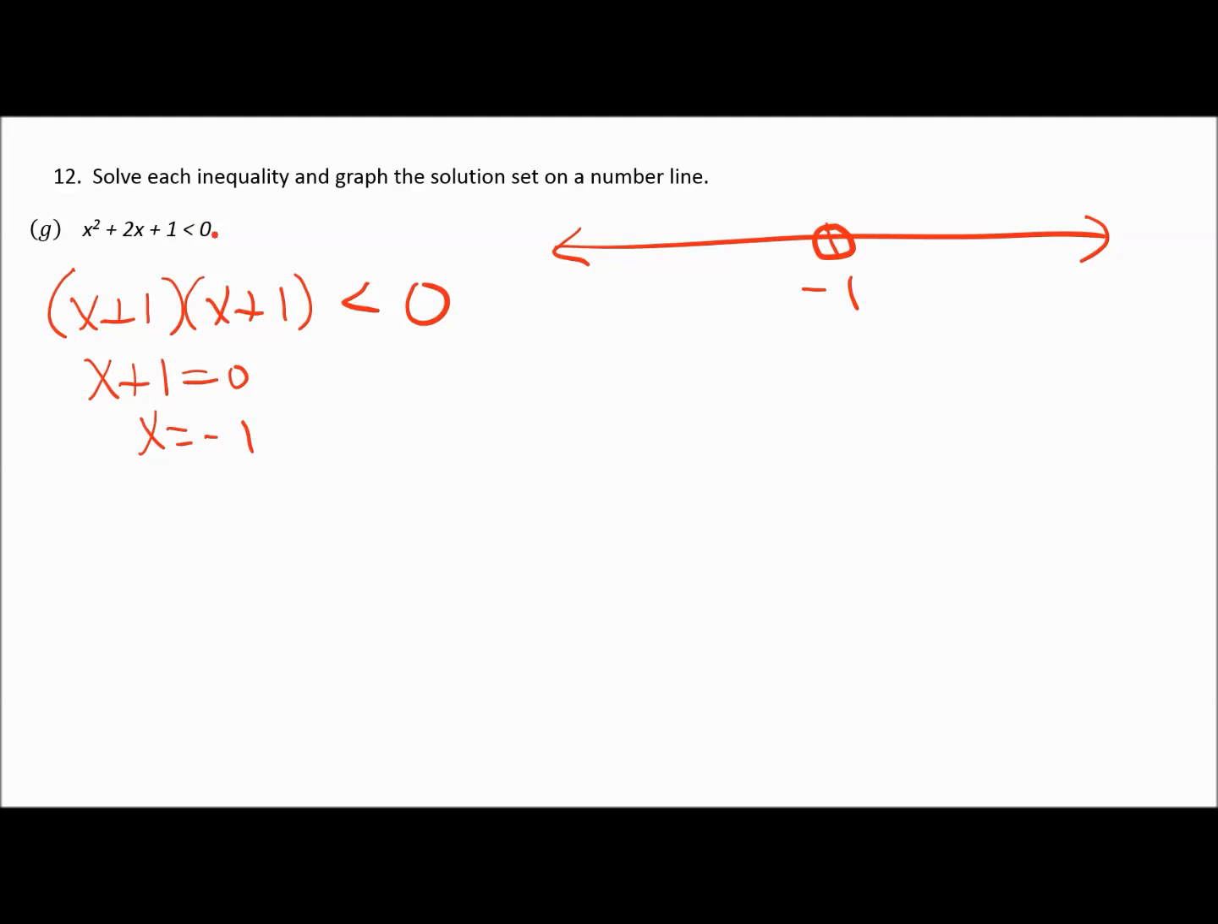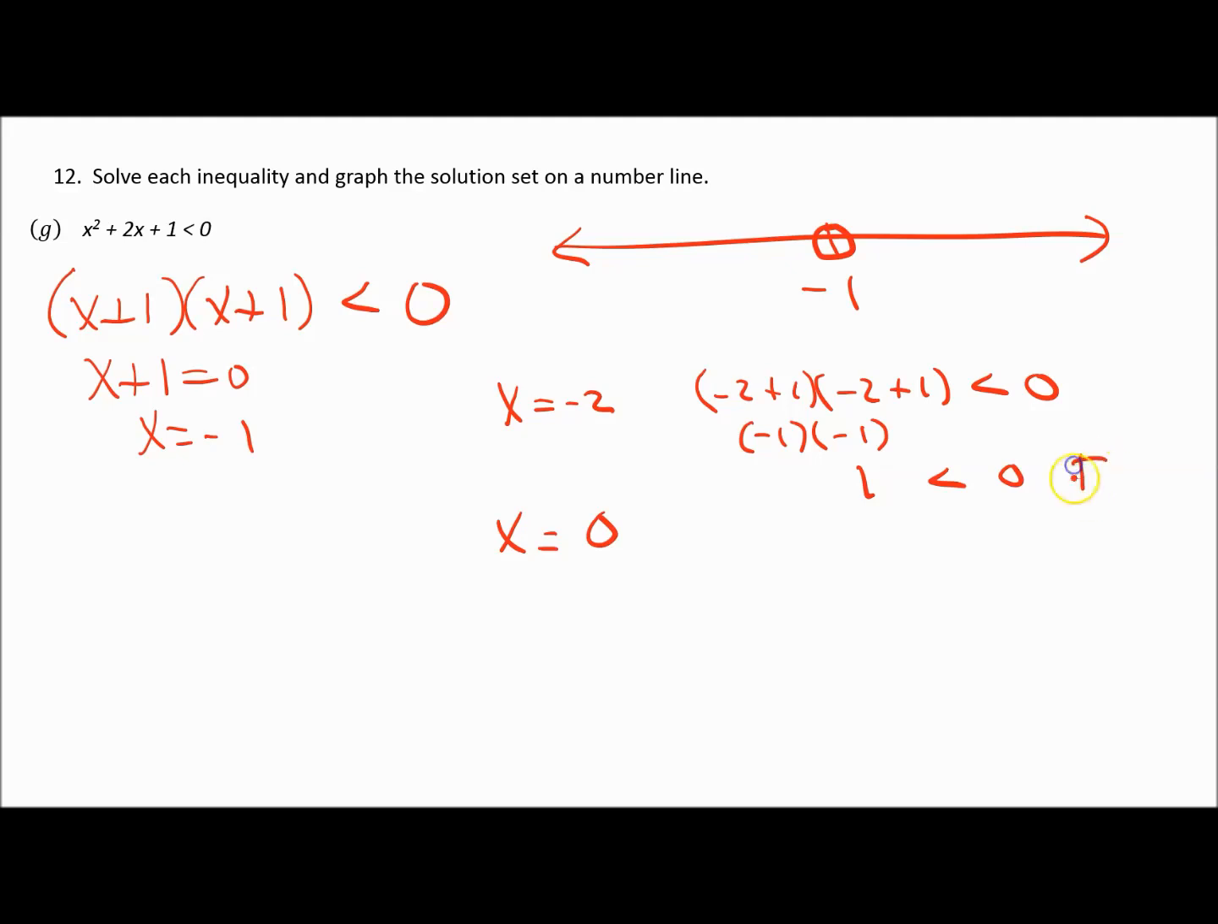Now I just need to test points. So I need a point on the left of negative 1, say for example x equals negative 2, and a point on the right of negative 1, say for example x equals 0. I plug it into either the factored or the original one. I always like the factored one with the 0 on the other side, and so that's going to be negative 2 plus 1 times negative 2 plus 1. Question is that less than 0? Well, negative 2 plus 1 is negative 1, or a negative number. A negative times a negative is a positive, and 1 is not less than 0. This is a false statement, so we don't include this part.